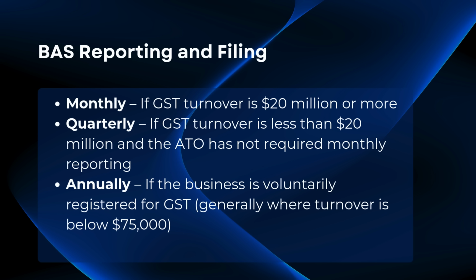GST is reported through a business activity statement, or BAS. Most small and medium businesses lodge BAS quarterly. Businesses with a GST turnover of $20 million or more generally lodge monthly. Some voluntary registered businesses may be eligible to lodge an annual BAS. The ATO determines reporting frequency based on the business's circumstances.